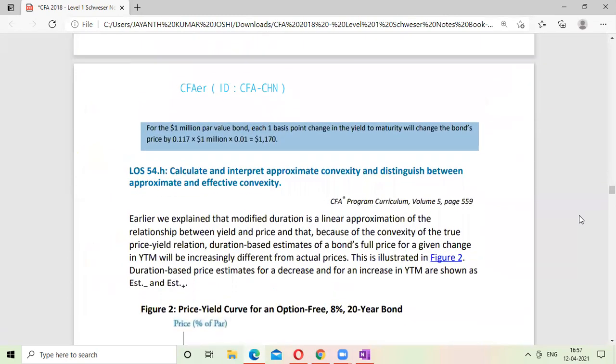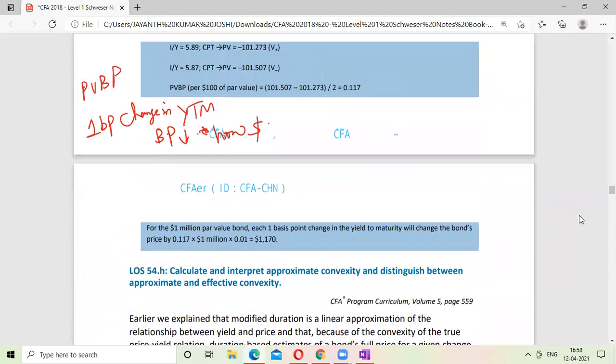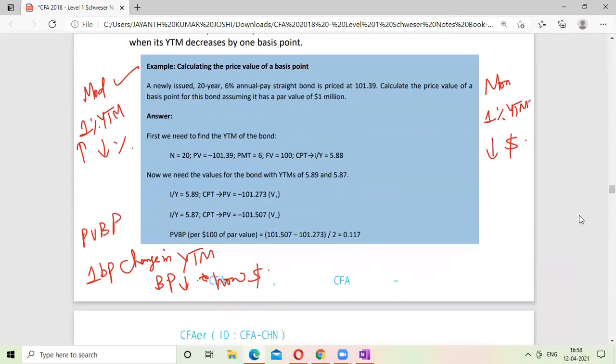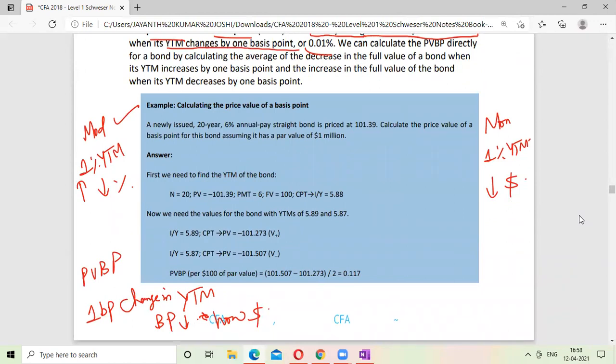Sir, clear हुआ आपको? शिवांग, clear हुआ? Hello. Yes. Yeah, sir. शिवांग? Yes, sir. ठीक है ना?